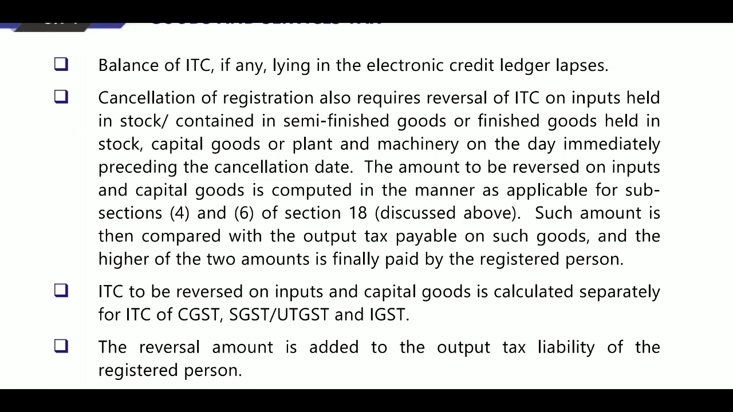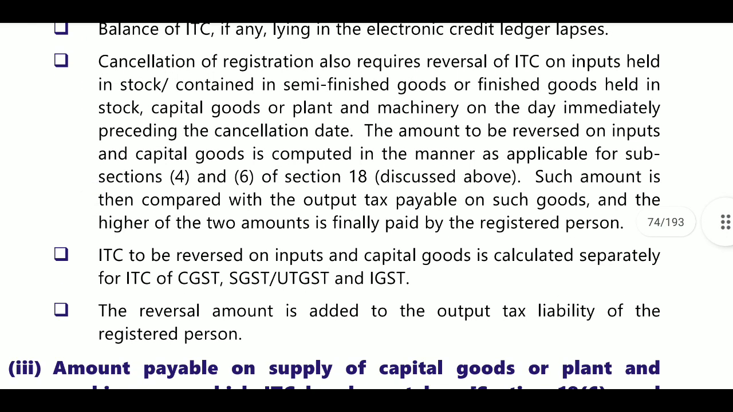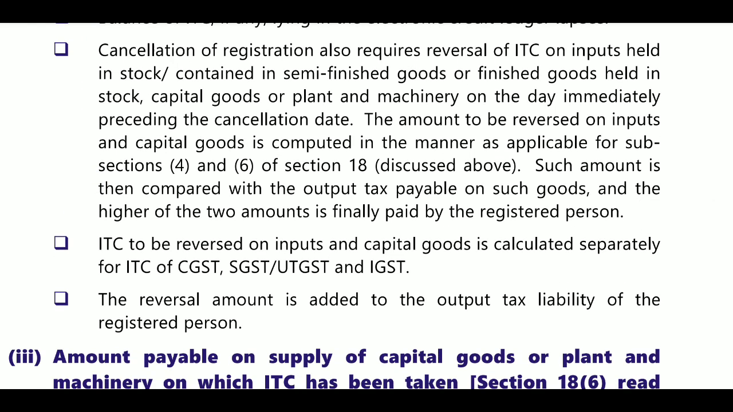Next, cancellation of registration. For cancellation of registration, the same applies: a person who holds input in stock, semi-finished product held in stock, and capital goods on the day immediately preceding the date of exemption or the date of cancellation, the same manner will be utilized. What is the manner? Proportional reversal will be used for capital goods, finished products, and so on.